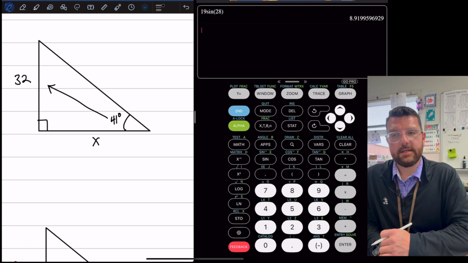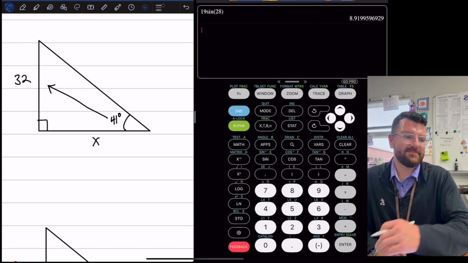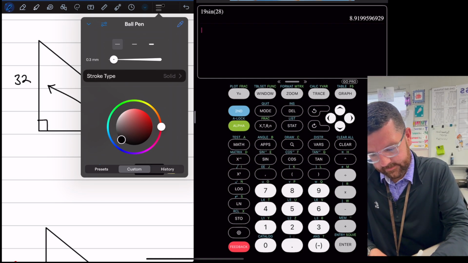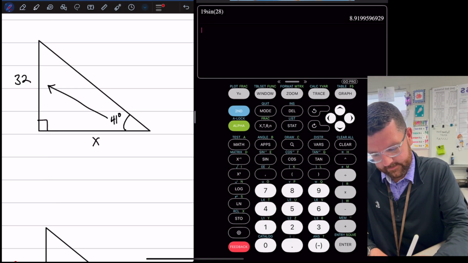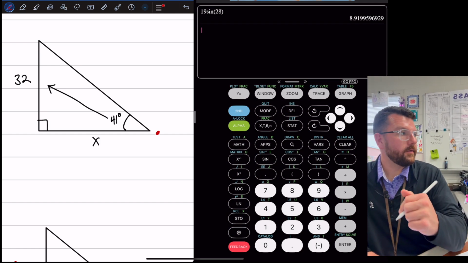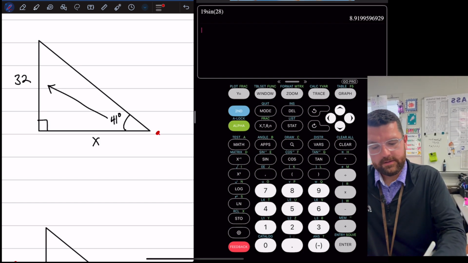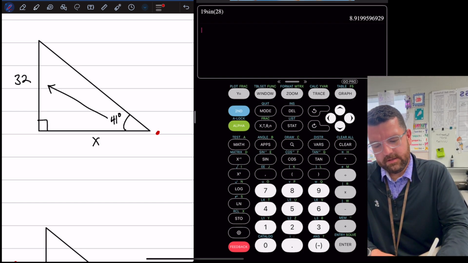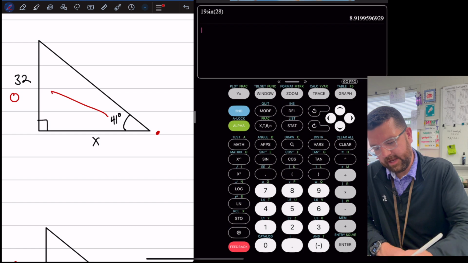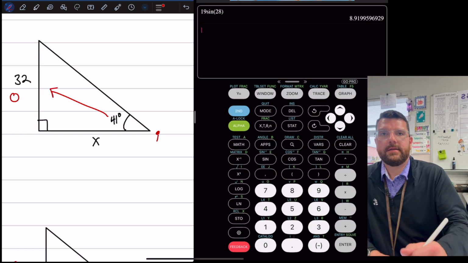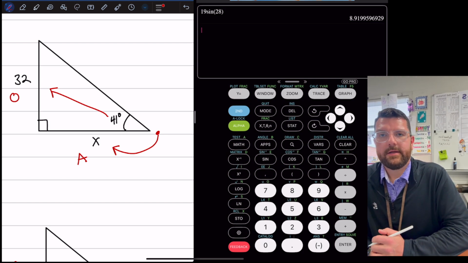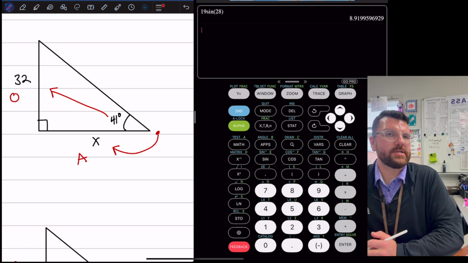Okay. Let's do this example. What angle did they give me? Are we awake? 41. What sides did they give me? They gave me the opposite and the... whoo, boy. Where is my hypotenuse in every right triangle?